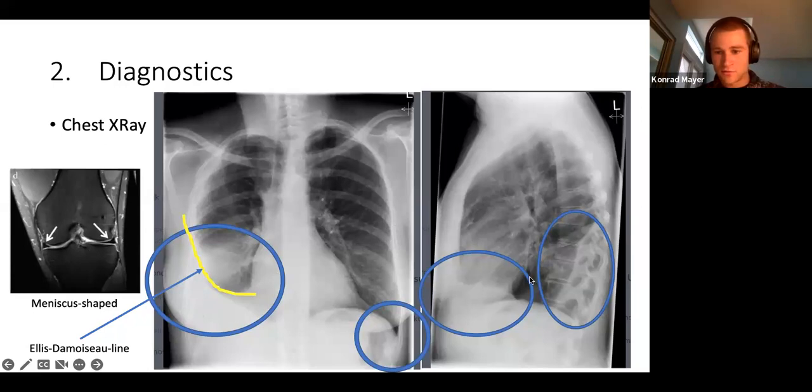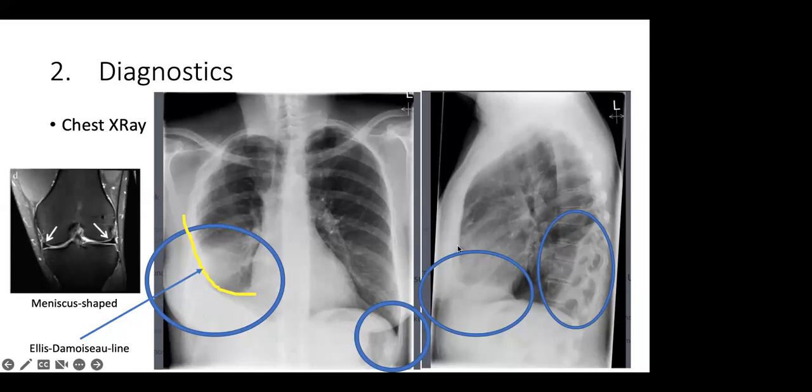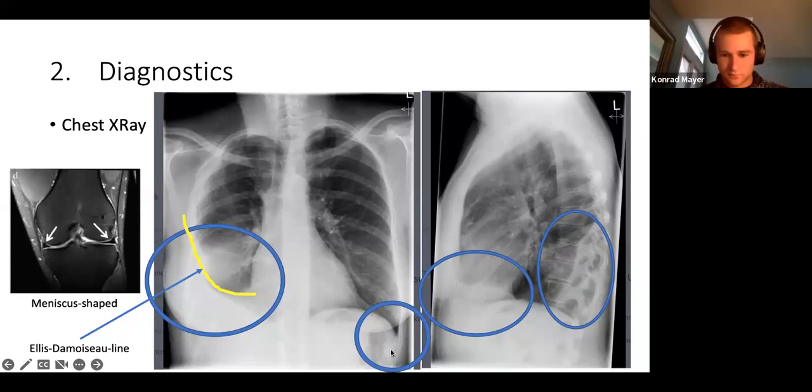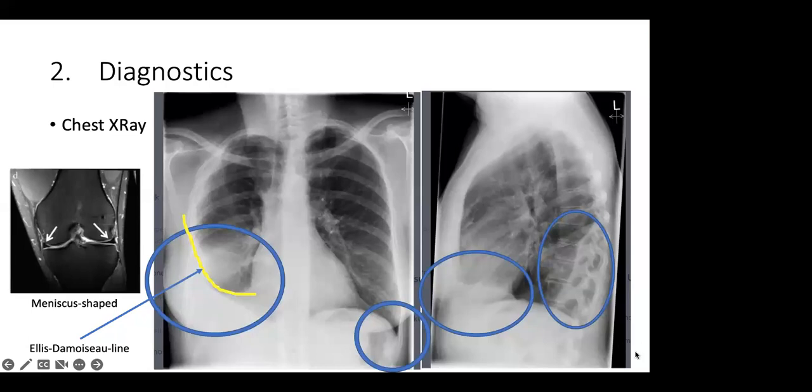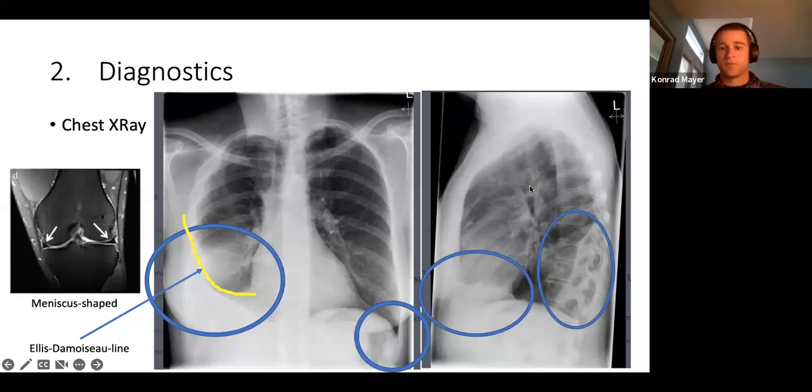In the lateral view, you can see that it's not just a straight line across, and this is what creates this meniscus shape, that there's still lung there. The pleural effusion is not in the lungs. The pleural effusion is in the pleural cavity. So it's right here.